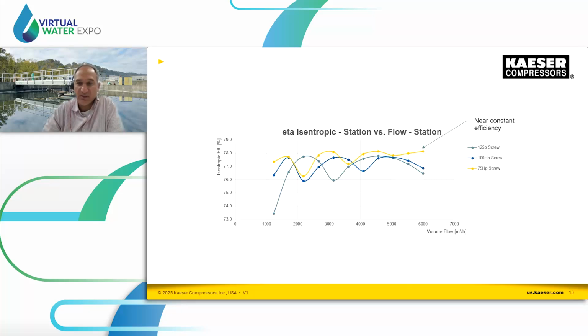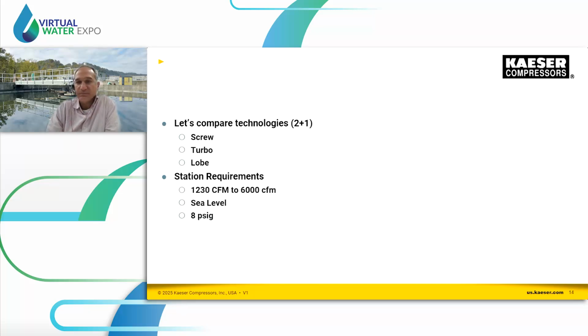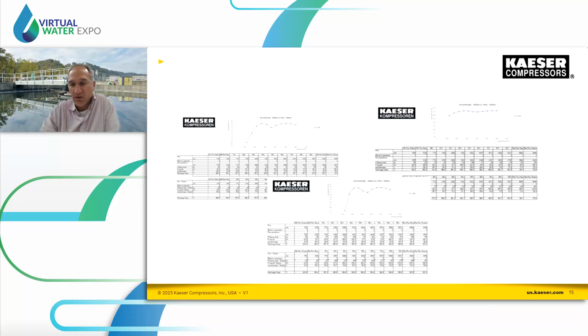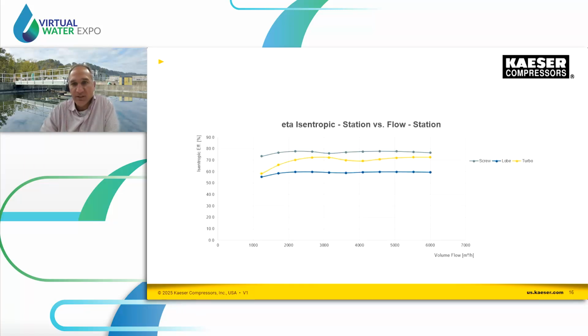So that's a quick evaluation of how you can take these efficiency curves and stack them up for a single technology. And I promised to take a look across technologies. So let's take a look at a screw, a turbo, and a lobe. Same design parameters. And here are our efficiency curves once again. So I think the top left is screw, top right is turbo, and bottom is the lobe. Let's stack them on top of one another.